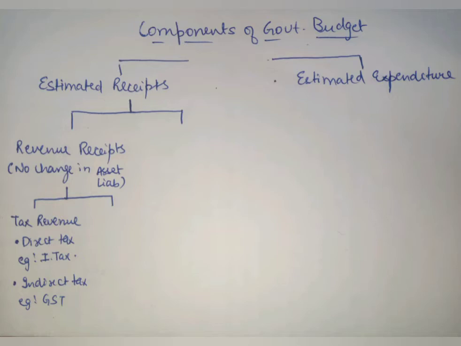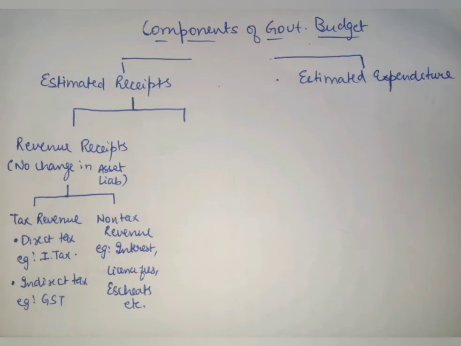Indirect tax is the one in which the burden to pay the tax and the actual payer are two separate entities. For example, when you go to a restaurant, you pay GST on your food items, but the GST is deposited to the government by the restaurant owner. In this way, this type of tax is indirectly collected from the person who is consuming the product. Tax revenue is the primary source of revenue collection for the government.